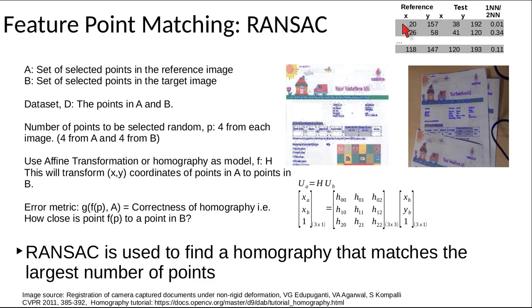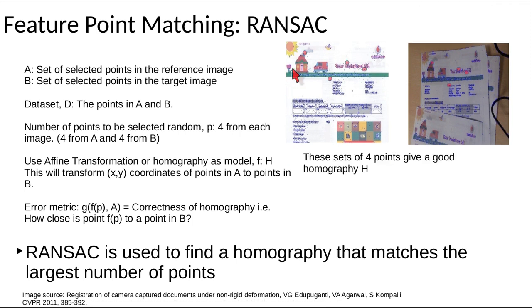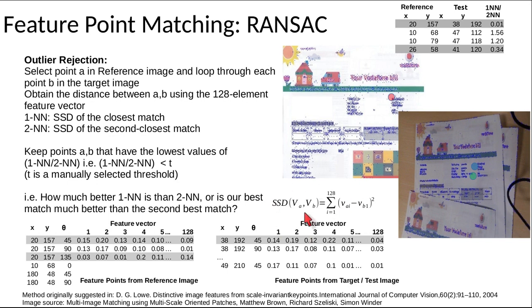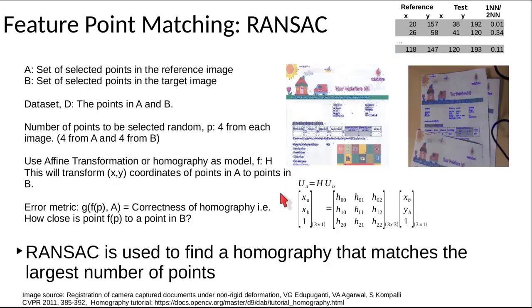Notice that in the outlier elimination stage, we have determined that point number 20,157 corresponds to 38,192, but this correspondence has been measured using image similarity. We measured the feature similarity using the sum of square differences. This still does not mean that we can take point 20,157 and directly place it on point 38,192. Geometrically, these 2 points are at different coordinates. Similarly, we have established that point 26,58 is similar to point 41,120, but this similarity is using the image matching. We still cannot place 26,58 directly on top of point 41,120.